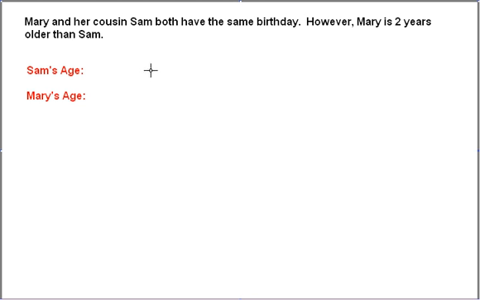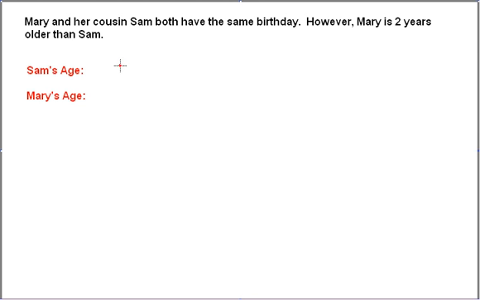Right off the bat, you should see that there's a special relationship between Sam's age and Mary's age. And what we're going to see is that it's also a function. Now, let's go ahead and start assigning some ages. When Sam is 4 years old, now let me go ahead and erase that.